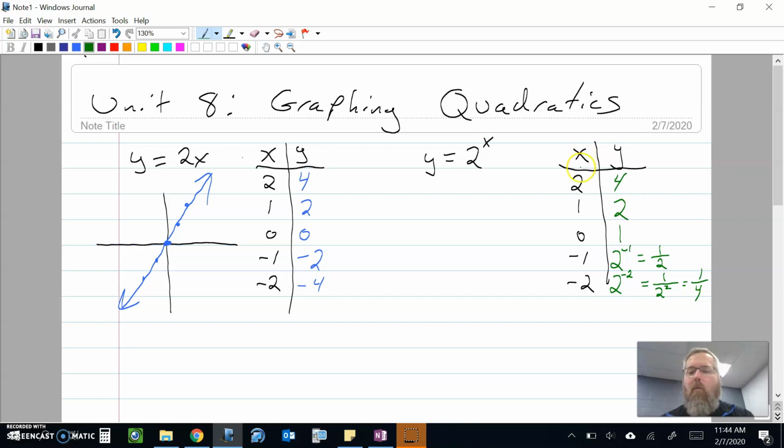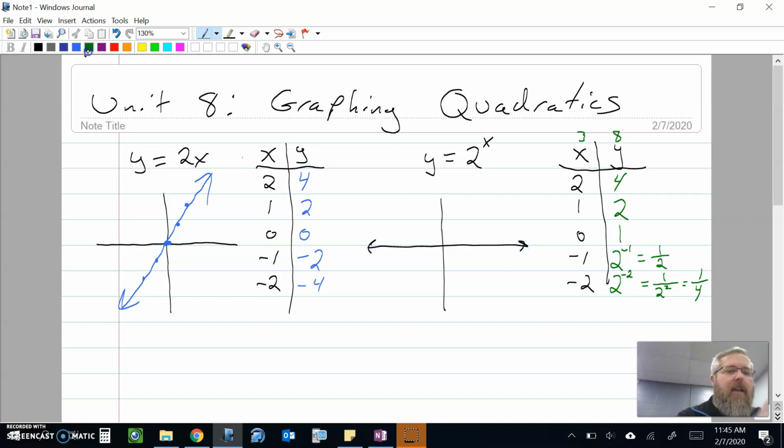Hey, real quick, what if x was 3? What is 2 to the 3rd? That'll be 8, right? Anyways, let's make a quick little sketch of this. Again, it doesn't have to be perfect, but just kind of a sketch. Ugh, that's not a perfect line for sure, Smith.